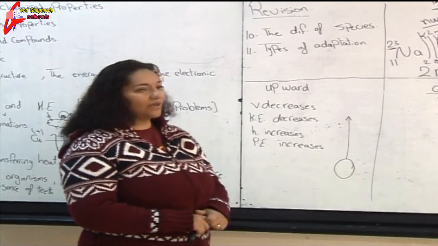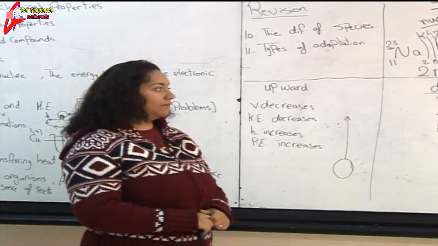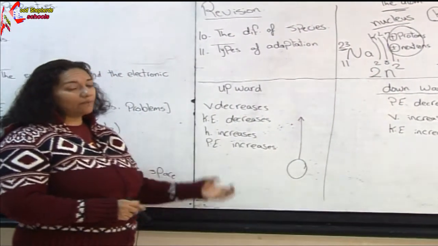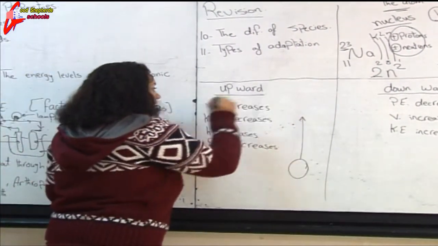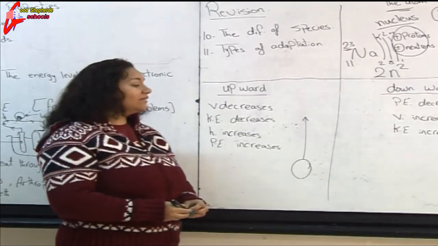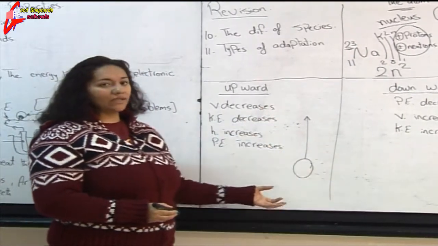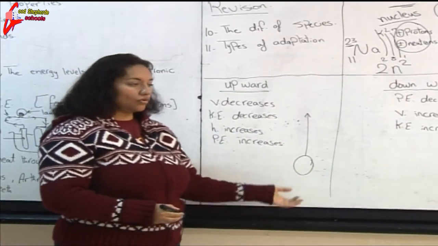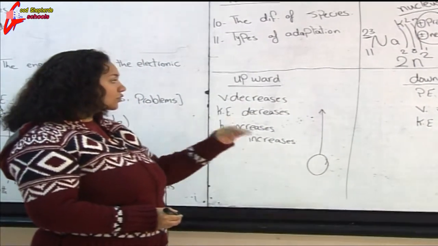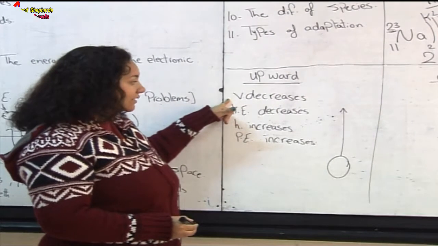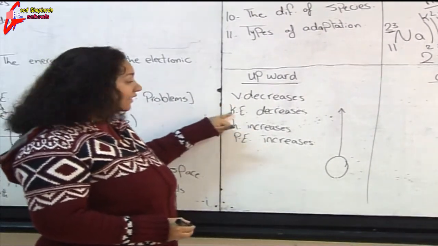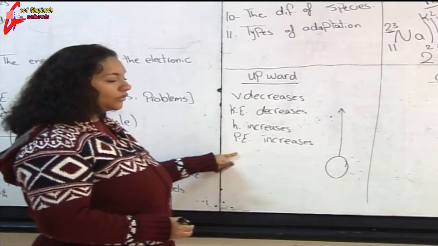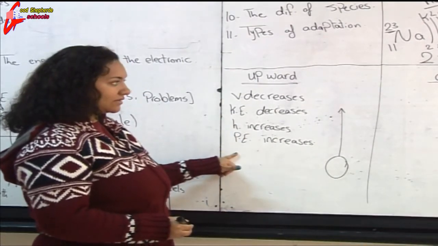The last part I want you to pay attention to. If I throw a ball upward, what will happen? When the ball is thrown upward, it moves against gravity. Gravity wants to pull it down, so its velocity will decrease. Then the kinetic energy will decrease, and the height will increase, and potential energy will also increase.